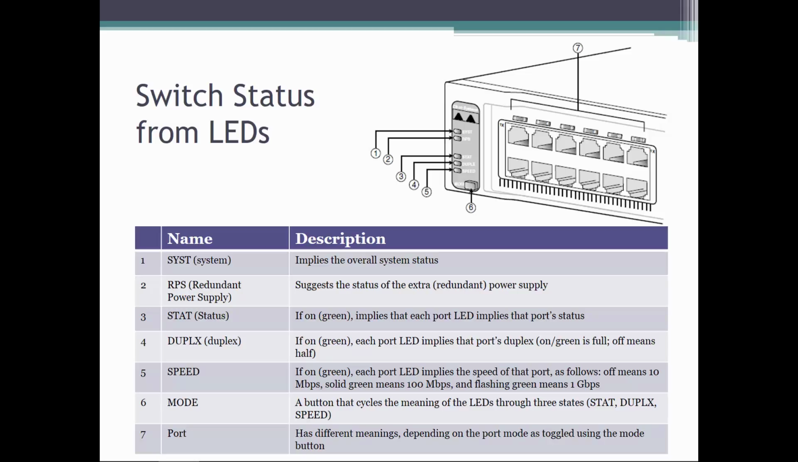Next is duplex. Green is full. If it is off, it could mean half duplex. Speed, normally if it's flashing green, it's gigabit. If it's solid green, maybe 100 megabit. If it's off, it's 10 megabit. This one's subjective, so you need to check the documentation per your switch to make sure. The mode button will help you cycle through the different modes. And then the individual ports themselves should have different meanings and different colors depending on what mode you're in. So keep that in mind.